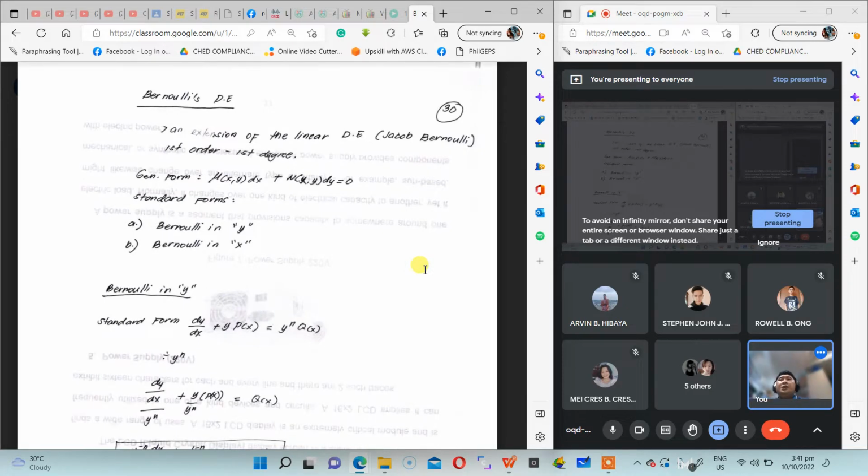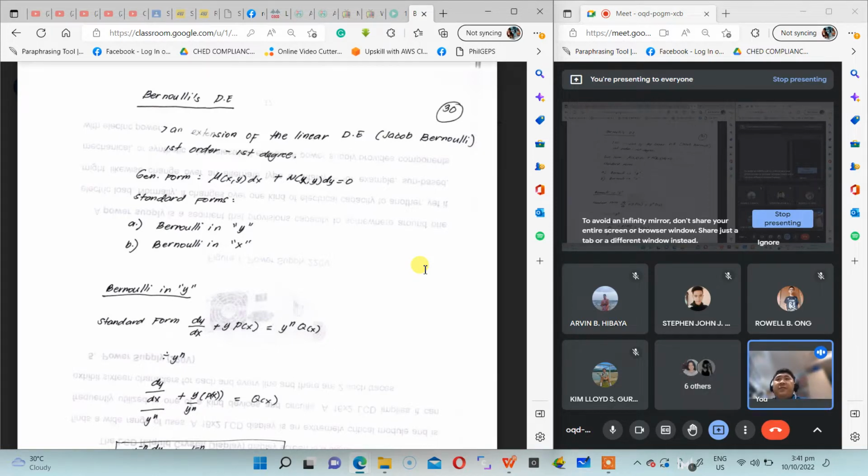Okay. So, what is Bernoulli differential equation? Bernoulli differential equation is actually just an extension of your linear differential equation. It was developed and designed by Jacob Bernoulli, so that's why it is named Bernoulli differential equation. It is still part of the first order, first degree differential equation.